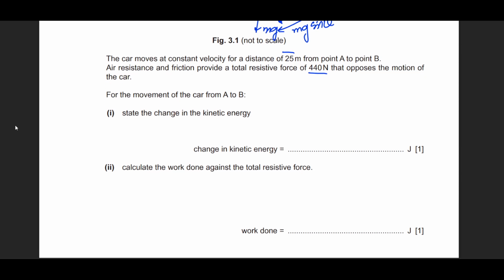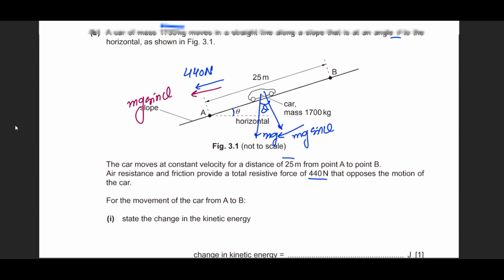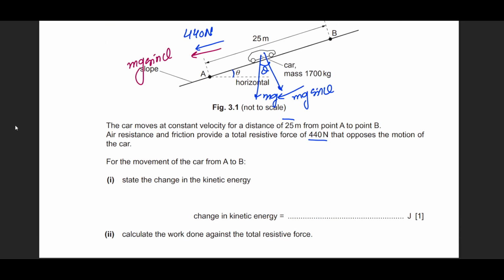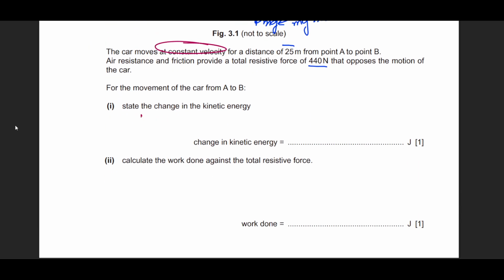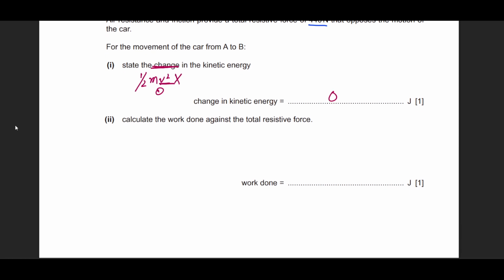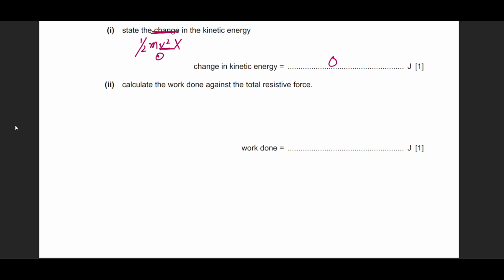So he says for the movement of the car from A to B, calculate the change in kinetic energy. You see, it's mentioned in the question that it is moving at a constant velocity. If it is moving at a constant velocity, then even if I put in the value of half mv squared, since the question is about change, the velocity is not changing. The change is 0. So the change in kinetic energy is 0, or no gain in kinetic energy. It will maintain whatever kinetic energy it has.